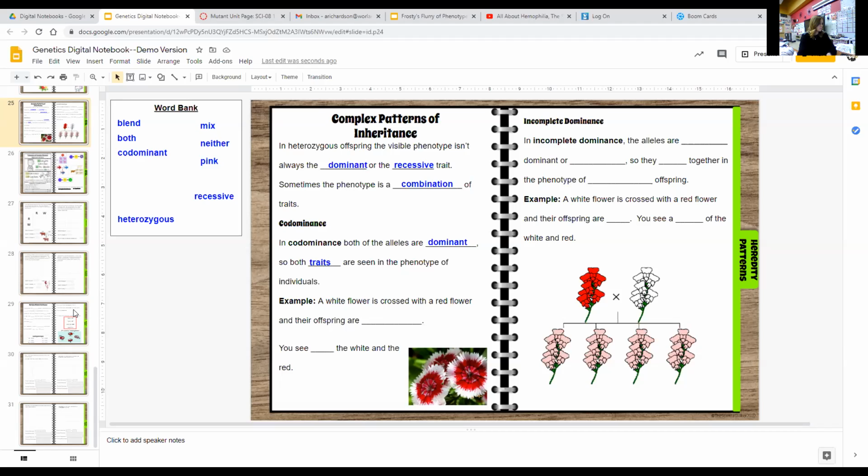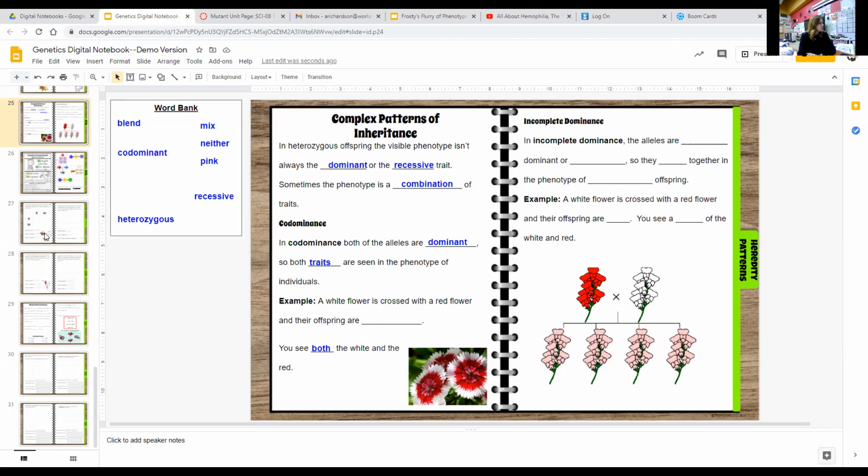what did I put on this? Should be blended. I'll have to look at that one. I don't know what I put on there.